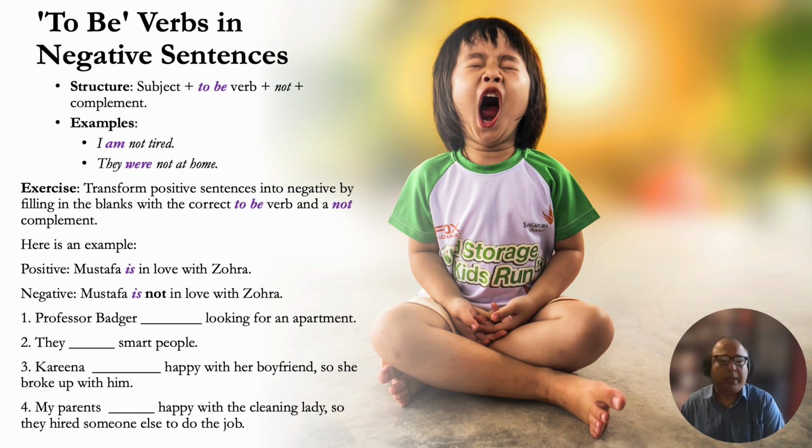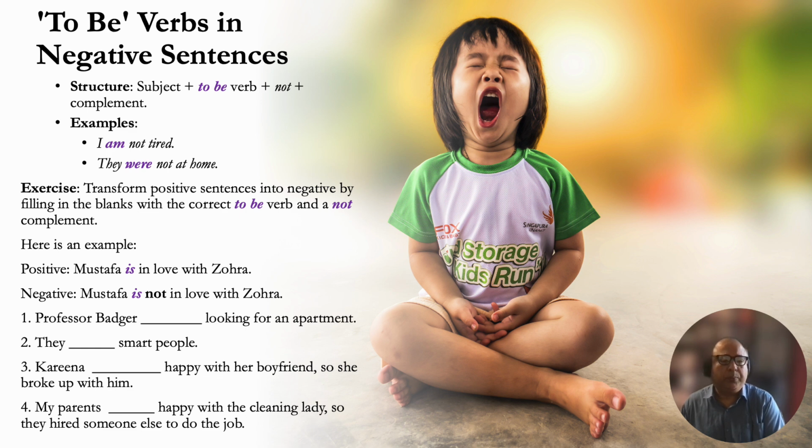Okay, sometimes to be verbs can also be used in negative sentences, like not. I am not tired. They were not at home. Okay, so I have given you one example of each. One is a positive sentence, the other one is a negative sentence. Mustafa is in love with Zohra. And you can insert a negative to be verb, not, and the same sentence becomes negative. Mustafa is not in love with Zohra.